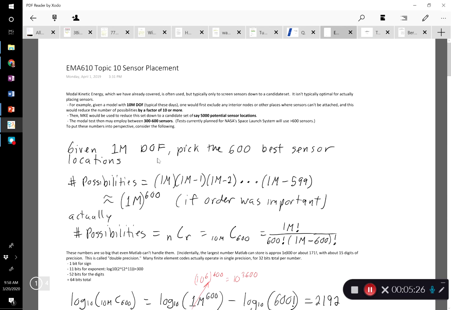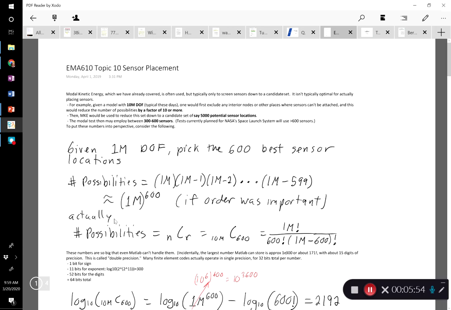So if we think about the number of possibilities that we have to test and look at, there's 1 million possibilities for the first sensor, 1 million minus 1 for the second sensor, down to 1 million minus 599 for the last one. Or, roughly speaking, this is 1 million to the 600th power possibilities for all of the sensor locations. So that's a huge number.